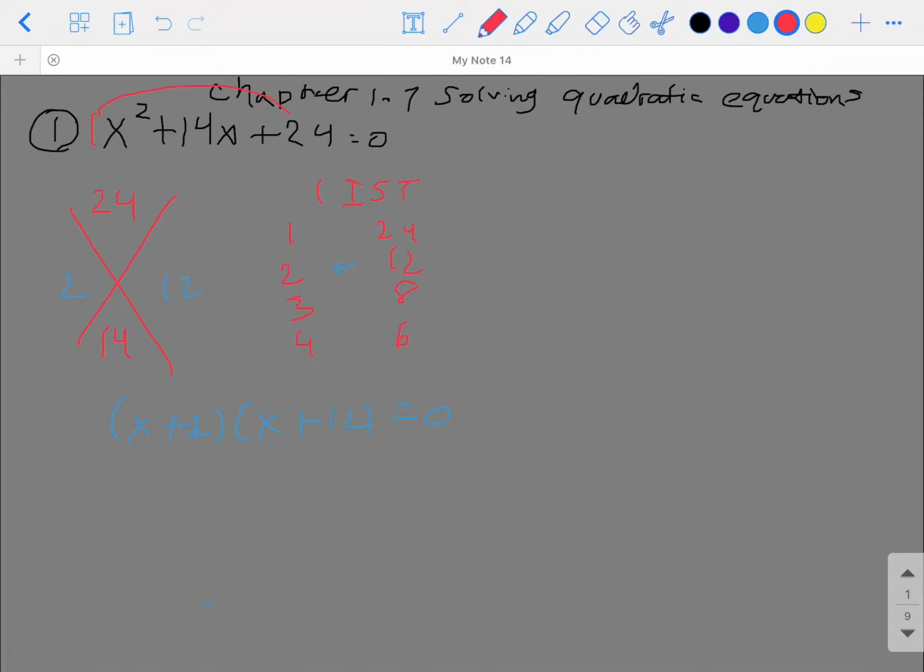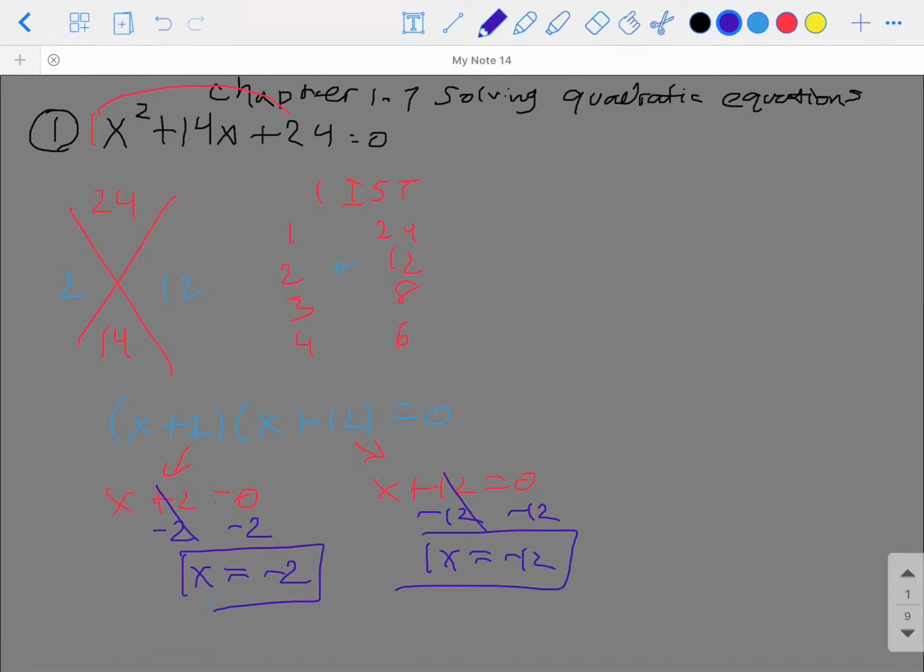From here, we're going to split up the two parentheses, so we have two small problems. This reads x plus 2 is equal to 0, and x plus 12 is equal to 0. Simple algebra from here, so I'm going to subtract 2 from both sides, and x is equal to negative 2. The same thing with this. I'm going to subtract 12 from both sides, and x is equal to negative 12.